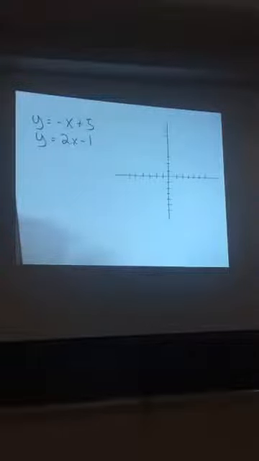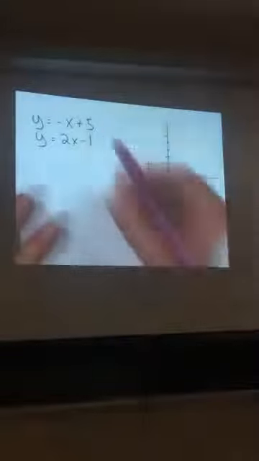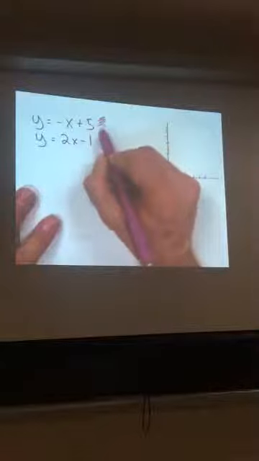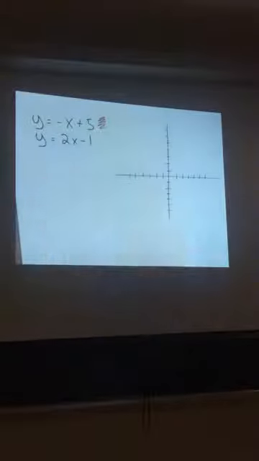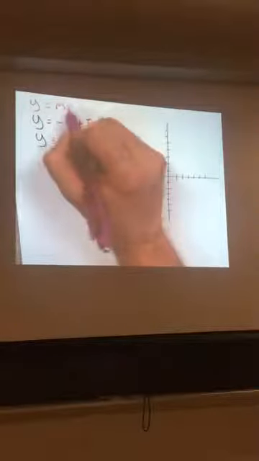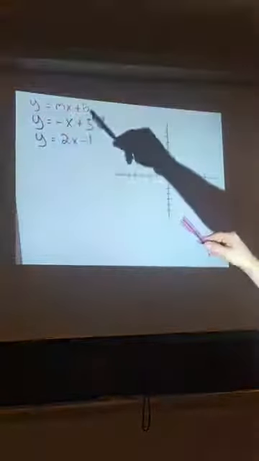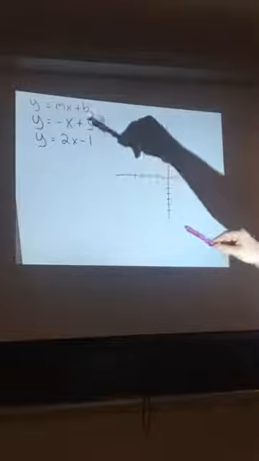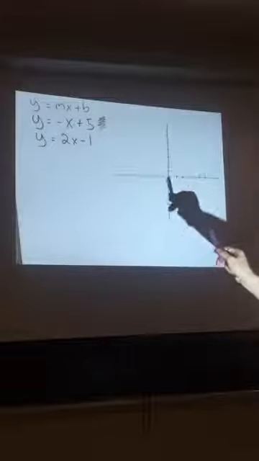Let me draw my coordinate plane here. If you do not have graph paper, it's okay. Just draw yourself a coordinate plane, do the best you can. The first line, I'm going to do it here in this purple color, or pink. Remember, y equals mx plus b, slope-intercept form. The number at the end out here is where we start on the y-axis, the y-intercept. So for this one, we're going to start at 5.